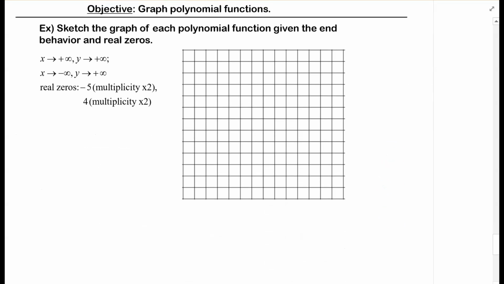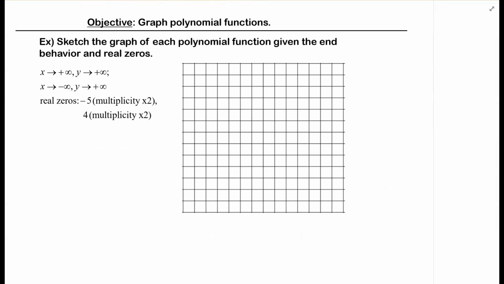All right, next example. Okay, in this example, I have x goes to positive is the right side. Y goes to positive is up. X goes to negative is left. Y goes to positive means up. And then if I draw my x and y axis, and I need a scale, 2, 4, 6.